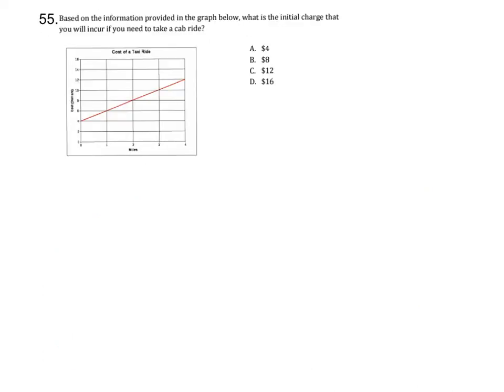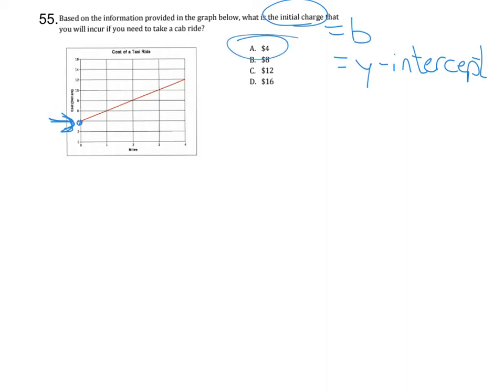55 says, based on the information provided in the graph below, what is the initial charge that you will incur if you need to take a cab ride? That means what is the cab going to charge you just for getting in the cab? Not the cost per mile, but that initial charge, you're going to pay this no matter what. Well, remember that is B. That is your y-intercept. So you're going to look at the graph. Where does this cross the y-axis? It crosses the y-axis at 4. So your initial charge is $4.